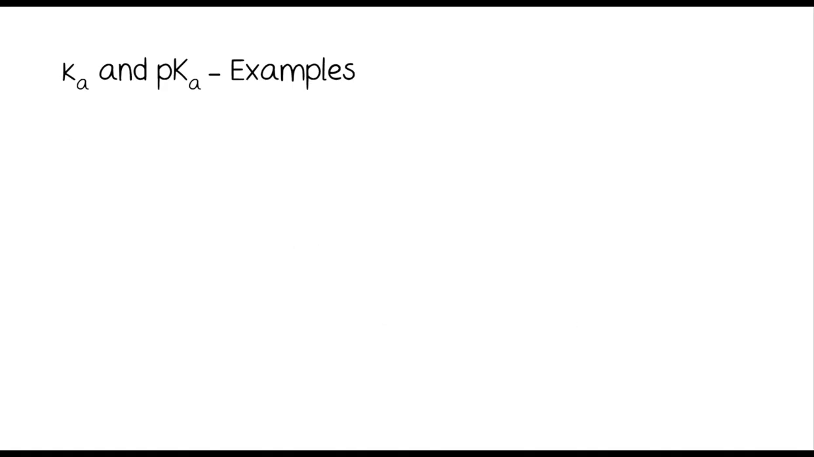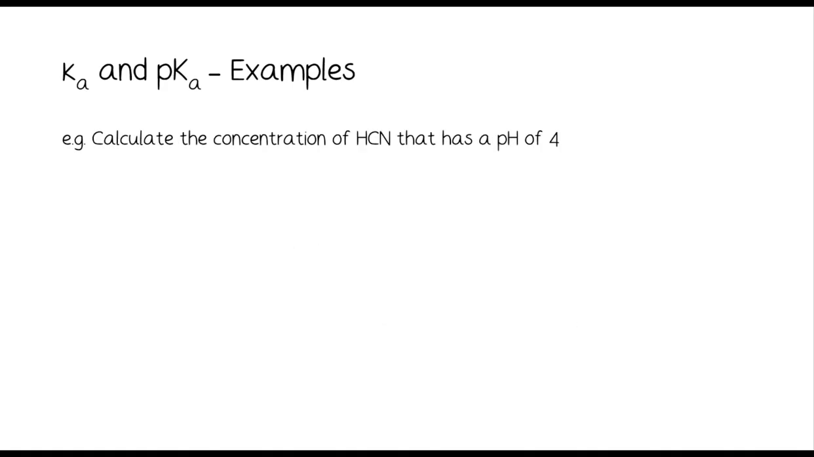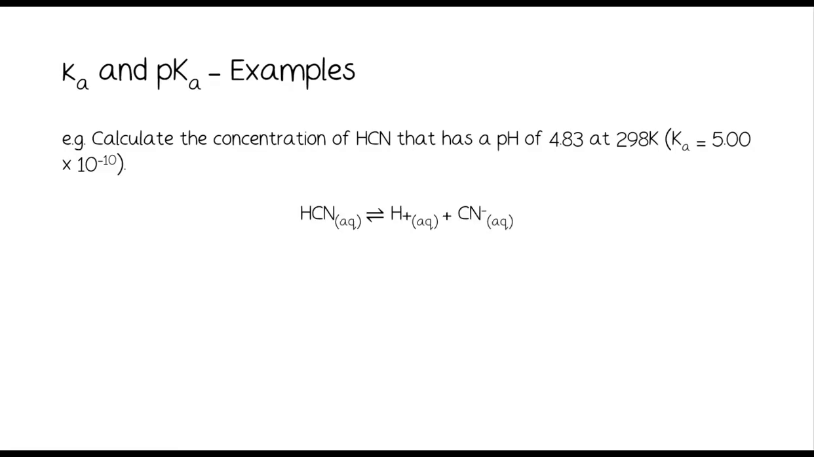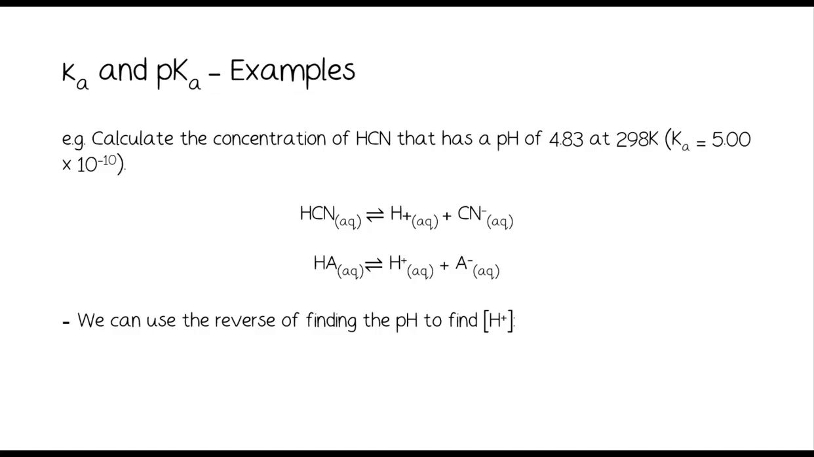Okay, so try this example as well. Calculate the concentration of HCN that has a pH of 4.83 at 298 Kelvin, and Ka is 5 times 10 to the minus 10. As always, write out its equation of dissociation, or if you're feeling lazy, do the HA and A minus stuff. This time we've been given a pH, so we need to use the reverse of finding the pH to find H+'s concentration, which is 10 to the minus pH, 10 to the minus 4.83, which gives you 1.48 times 10 to the minus 5 moles per decimeter cubed.